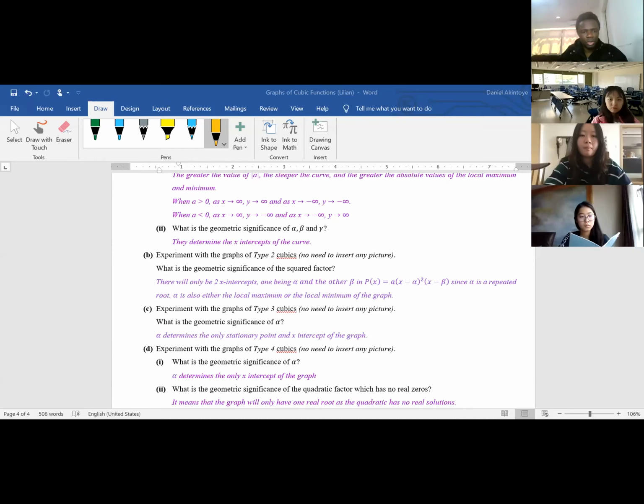So let's look at the next type in your investigation worksheet. The next type that I ask you to experiment with is when you have one square factor. So I ask you to experiment with graphs of type 2. What is the significance of the square factor? All right, so let's see.